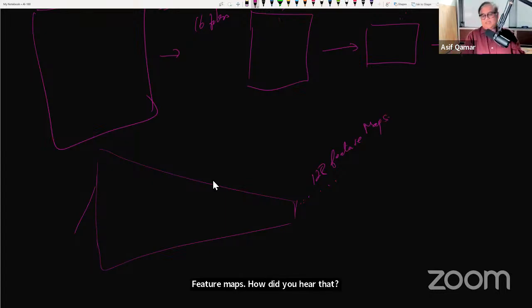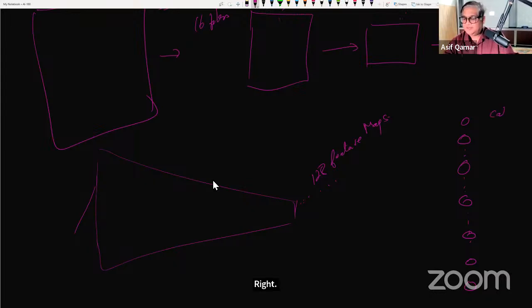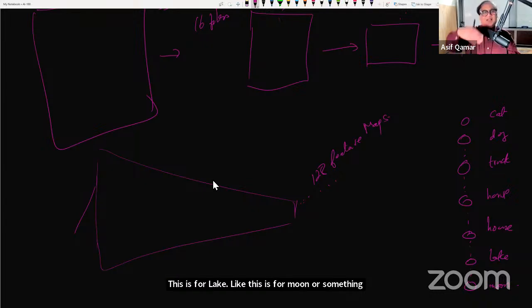Then you do a flatten operation, which is sort of dumb, but you do it. You say that, at the final layer, I have a softmax. This can tell, this is for cat, this is for dog, this is for truck, this is for horse, this is for house, this is for lake, this is for moon, or something like that. You realize that there's a softmax, and you need to light up one of them.